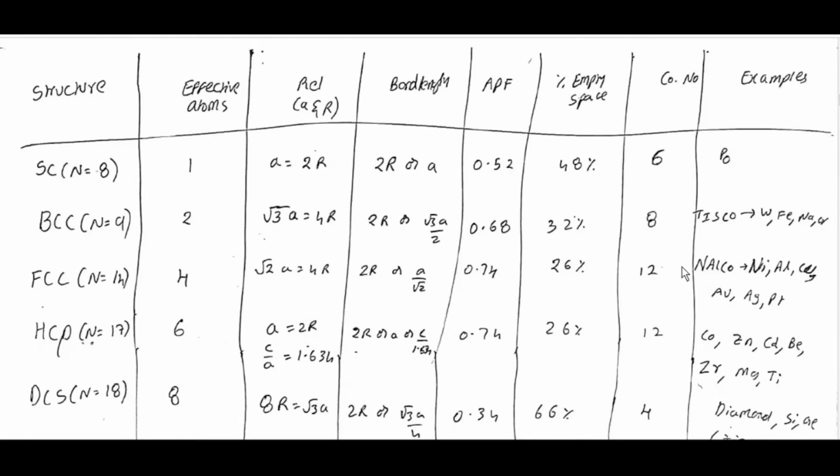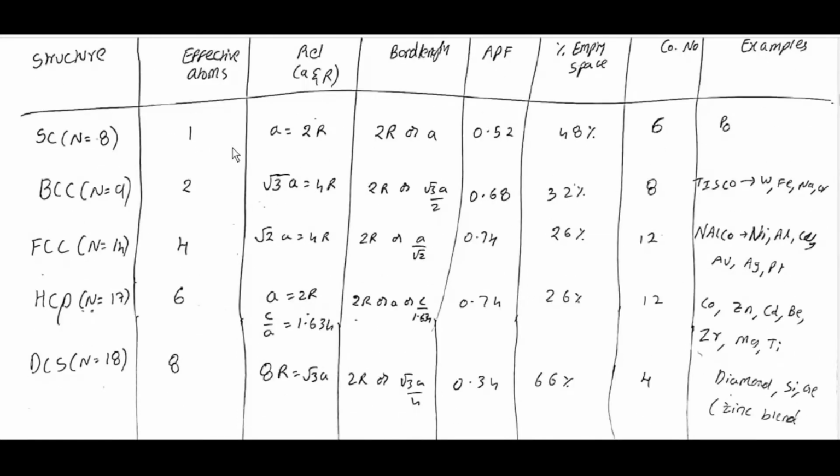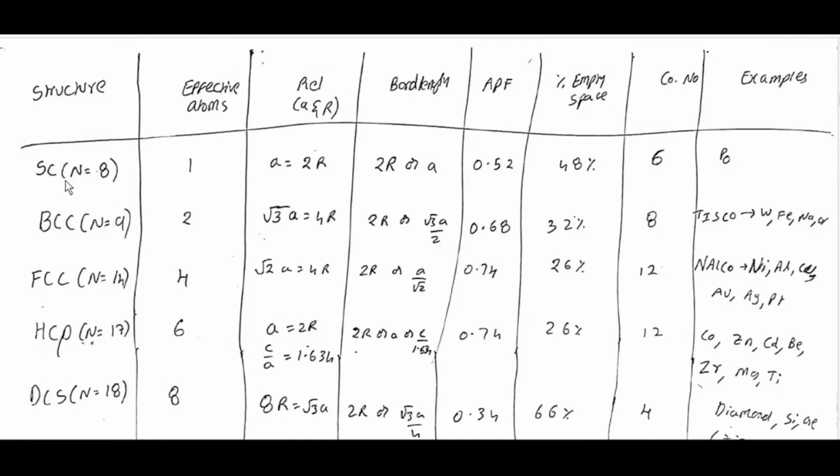Okay, let's see all structures combined in a table. Simple cubic: capital N is equal to 8, effective number of atoms 1, a is equal to 2R, bond length 2R, atomic packing factor 0.52, percentage empty space 48%, coordination number 6, example only polonium.